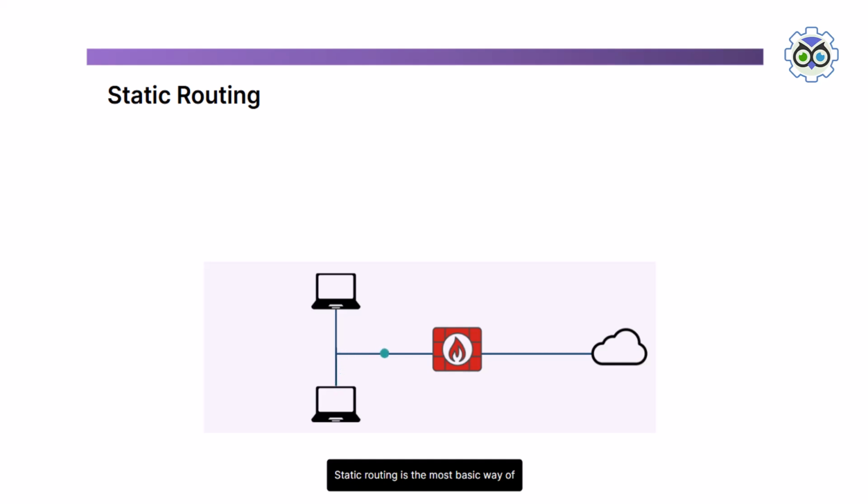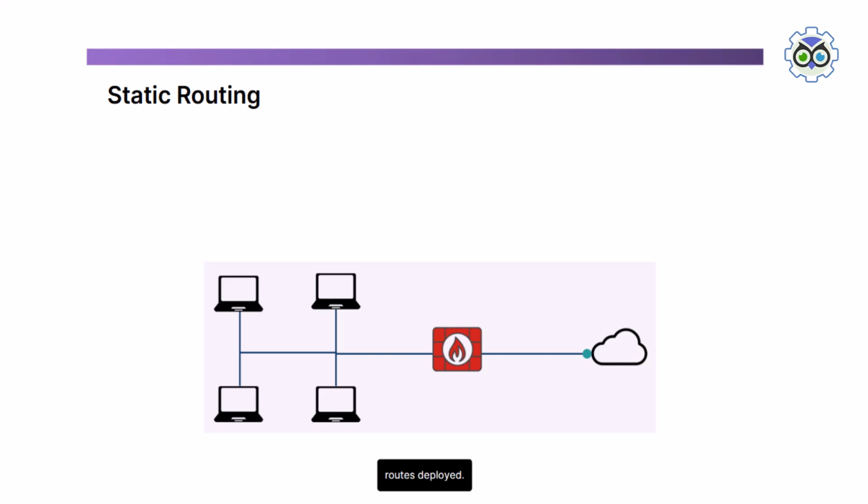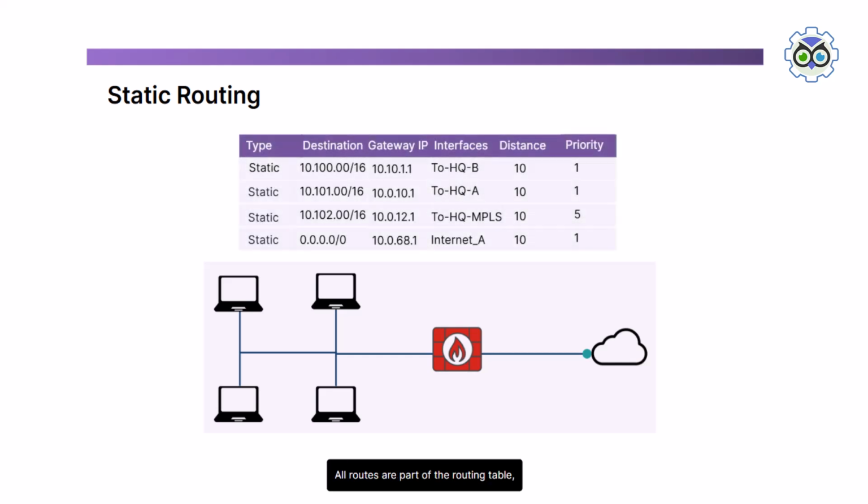Static routing is the most basic way of configuring routing on a network device, including firewall devices such as FortiGate. FortiGate has a default route to its gateway to provide internet network access. Even in a more complex setup, you would likely find static routes deployed. All routes are part of the routing table, which FortiGate uses to match incoming traffic to determine where to send that traffic next.